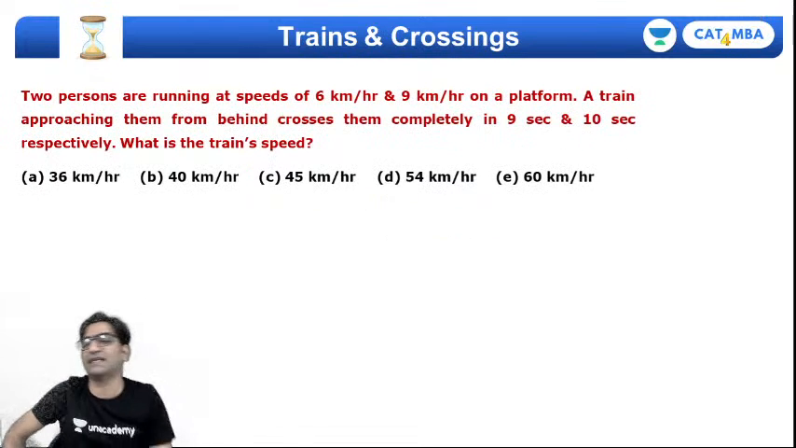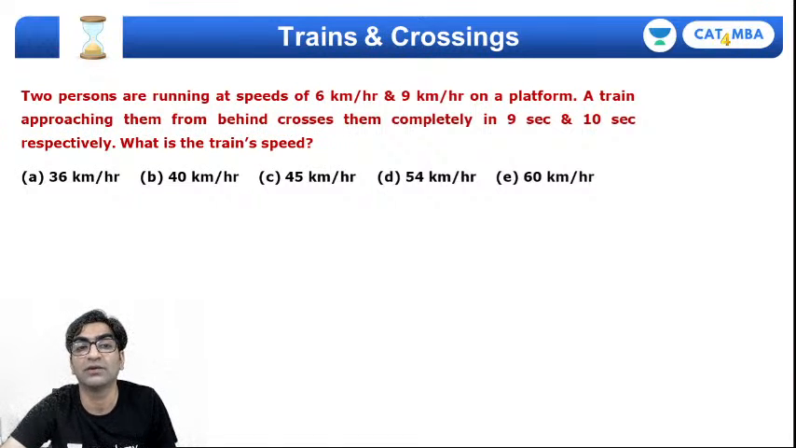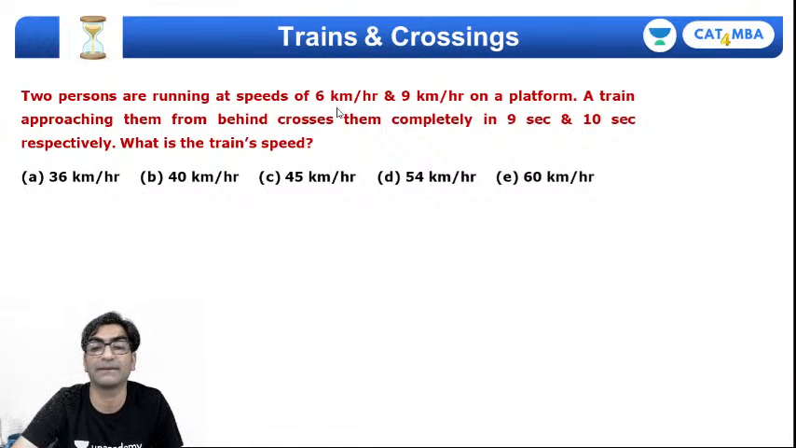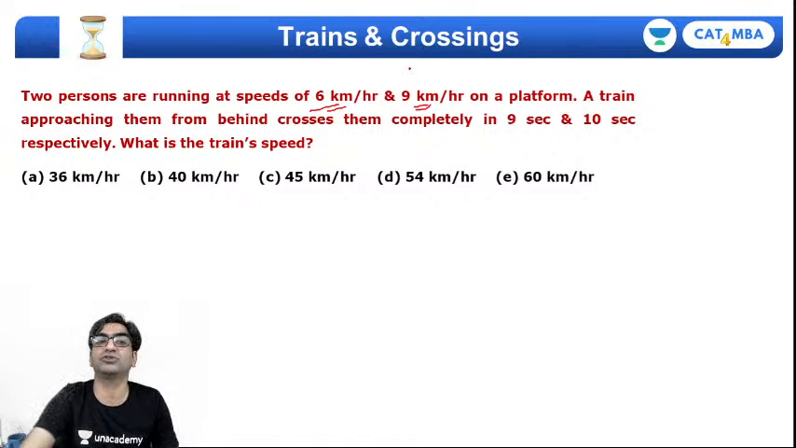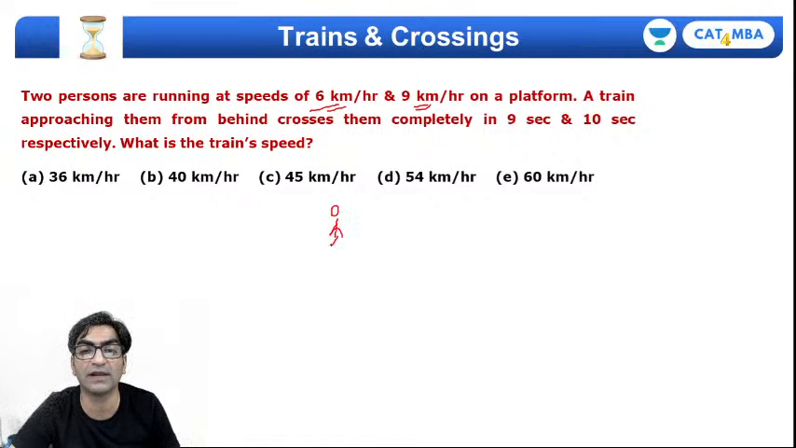Now about something slightly more complicated, right? Two persons are running at speeds of 6 and 9, okay? Both have different speeds, 6 kilometers per hour and 9 kilometers per hour. They are running on a platform. A train approaches them from behind. Okay, one man is running like this, both are running on the platform.